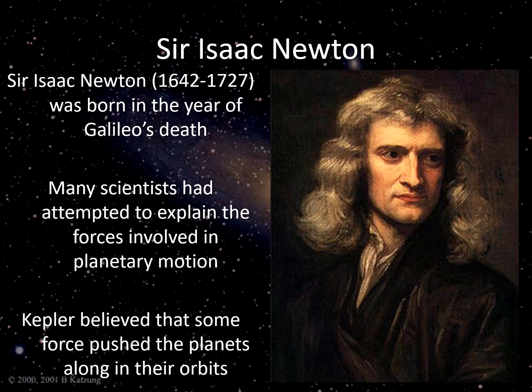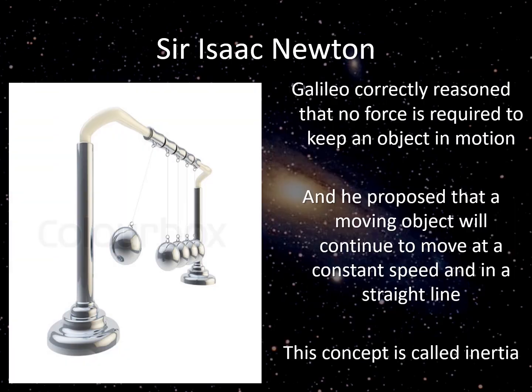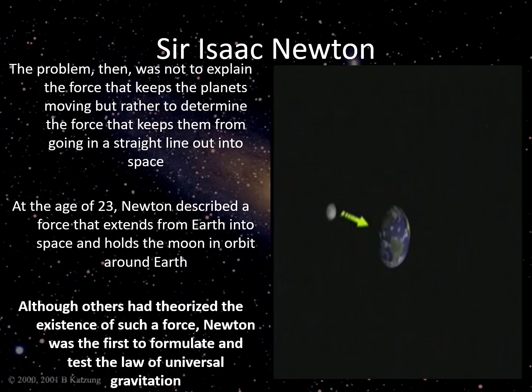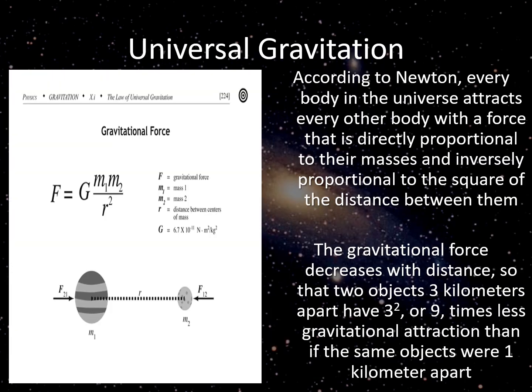And then comes my man Sir Isaac Newton, and he made the 3 most important laws in modern physics. At the age of 23, Newton described a force that extends from Earth into space and holds the moon in orbit around Earth. He called this thing gravity. So according to Newton, every body in the universe attracts every other body with a force that is directly proportional to their masses and inversely proportional to the square of the distance between them.